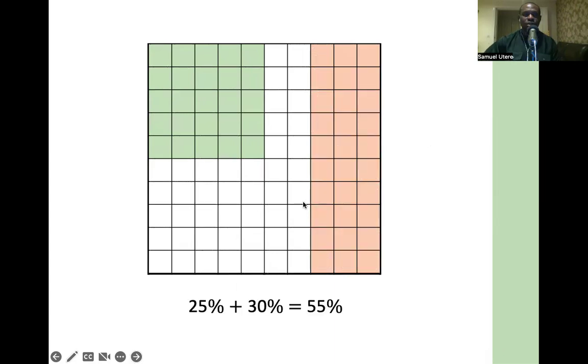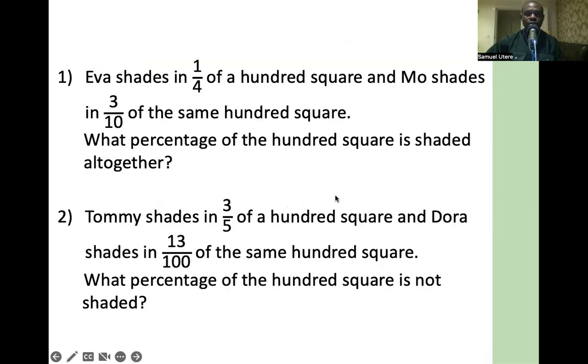All right. Here is this one. Tommy shades in 3/5 of 100 square and Dora shades in 13/100 of the same 100 square. What percentage of the 100 square is not shaded? So take note, this is a bit tricky. Remember, fifths splits the 100 squares into 5 equal parts. So 1/5 is 20 squares. So 3/5 will be 3 lots of that, which is 60 squares.